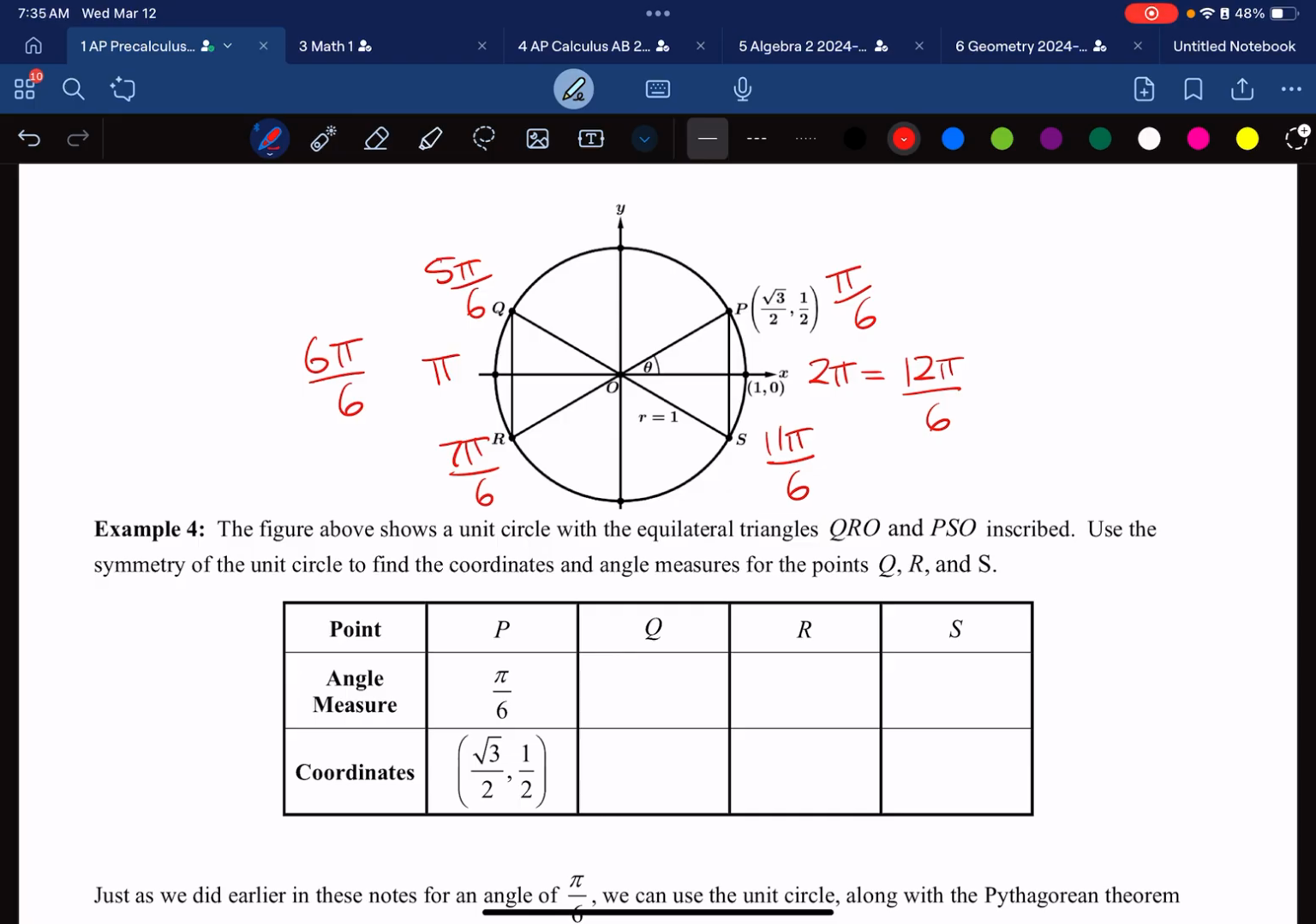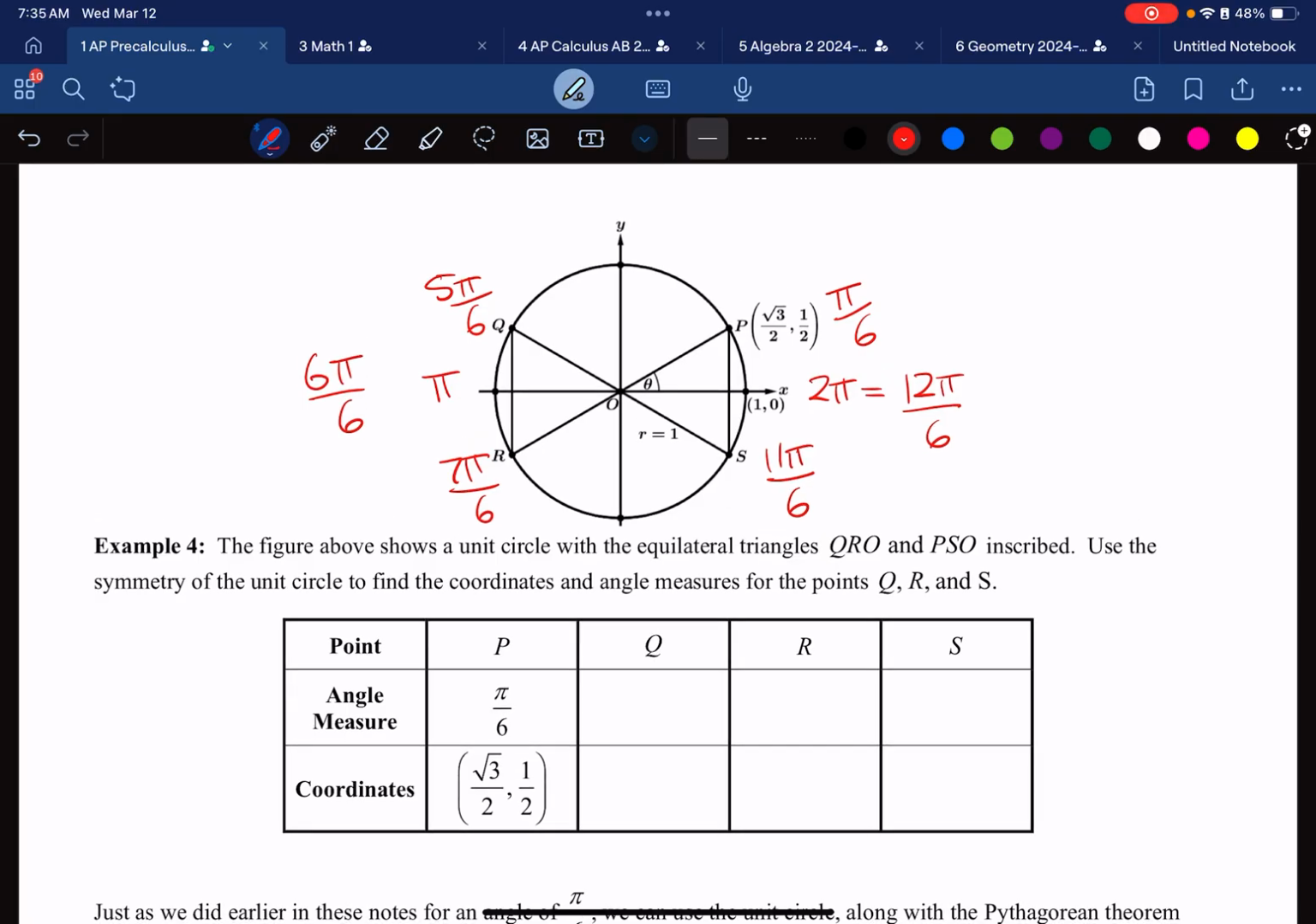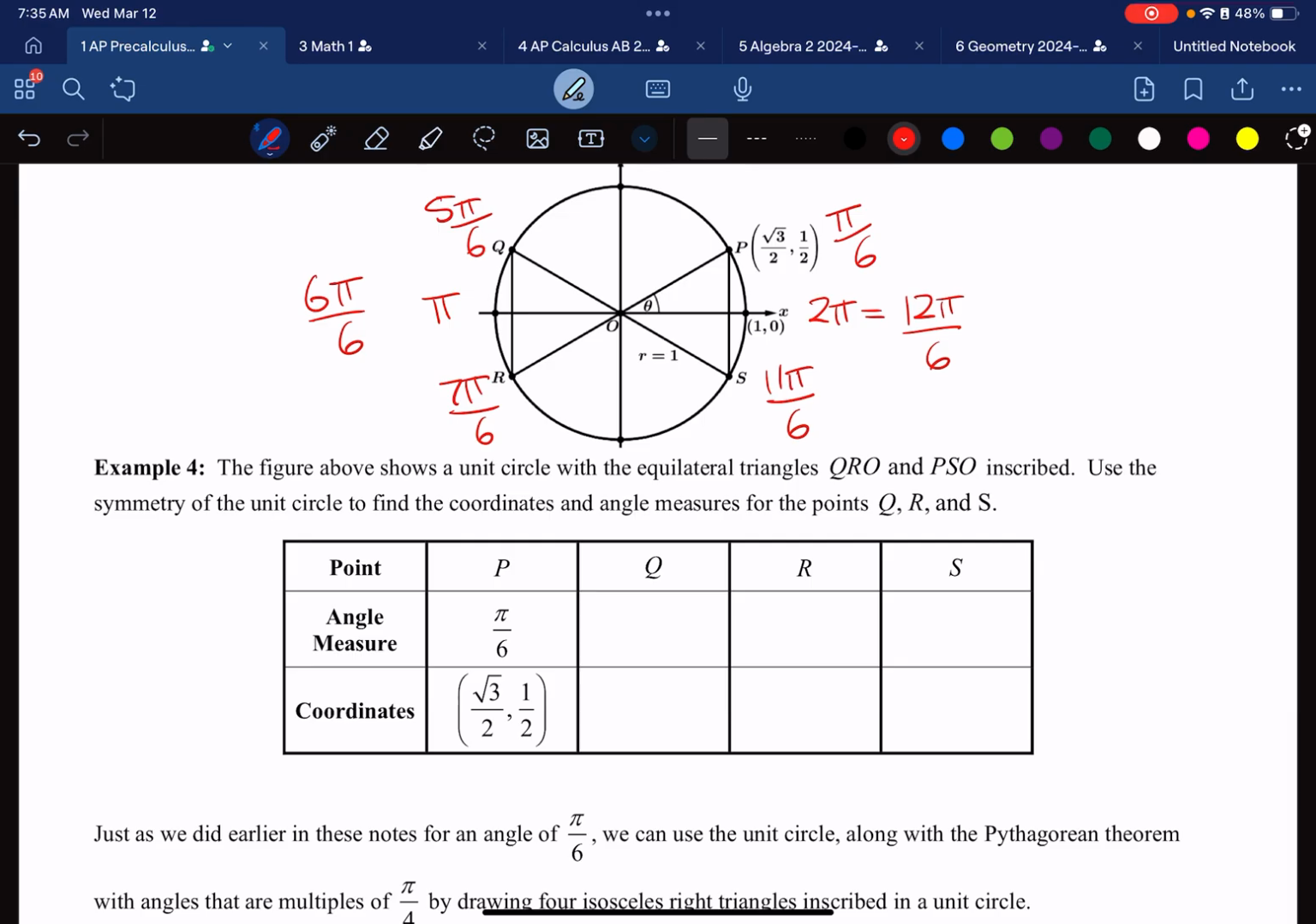Those are all of the radian locations that you should have memorized from our previous lesson. So we should say that Q now is 5 pi over 6, R is going to be 7 pi over 6, and S is 11 pi over 6. Okay, now it's asking, what are the x and y coordinates of these things? The cool thing here is you can use symmetry. You don't have to have these memorized yet.